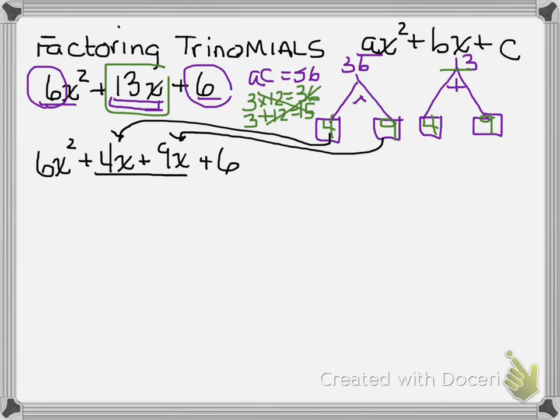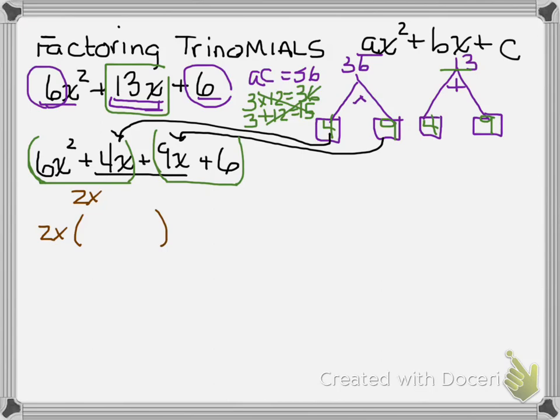Now recall the next step in grouping is to pair up the terms. So we have 6x squared plus 4x, and we have 9x plus 6. We start by trying to find the greatest common factor of the first pair. For 6x squared and 4x, our greatest common factor is going to be 2x. So we're going to factor that out, 2x.